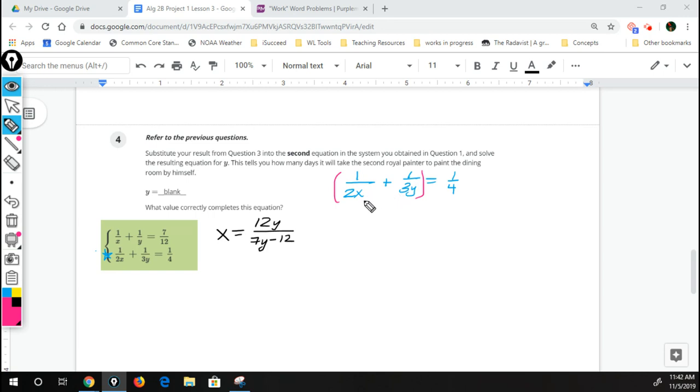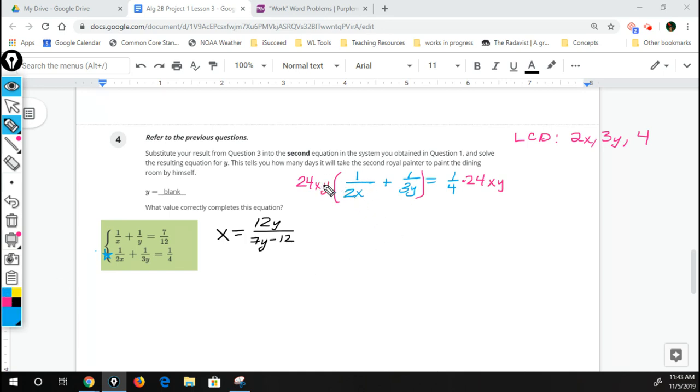So I can multiply by 6xy, but I'm going to be even fancier, and I'm going to multiply by a 24xy. Now, why would I be multiplying by a 24xy? Because 24xy is the least common denominator between 2x, 3y, and the 4. So by multiplying by the common denominator for all 3, I'm getting rid of all 3 fractions.